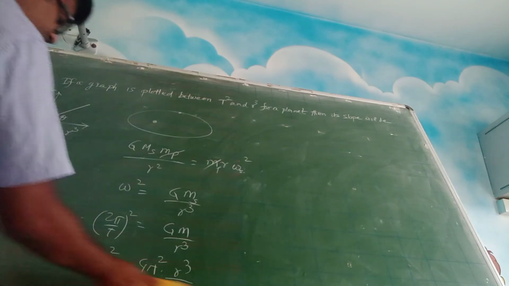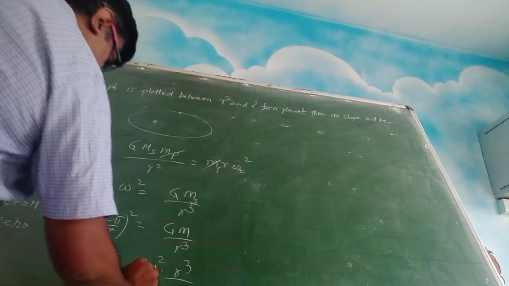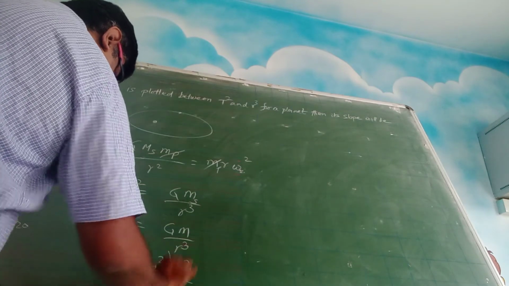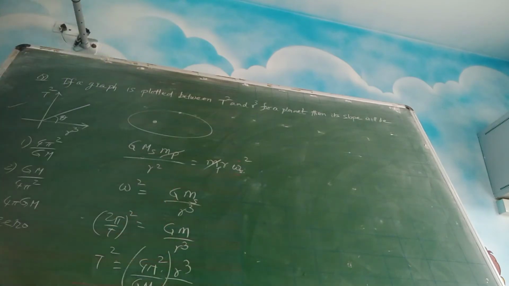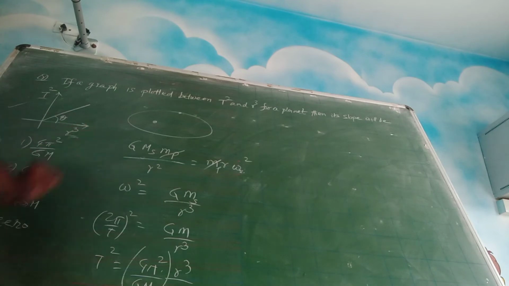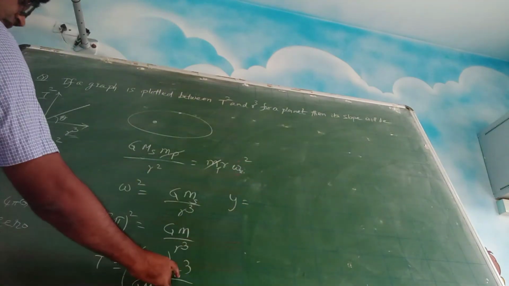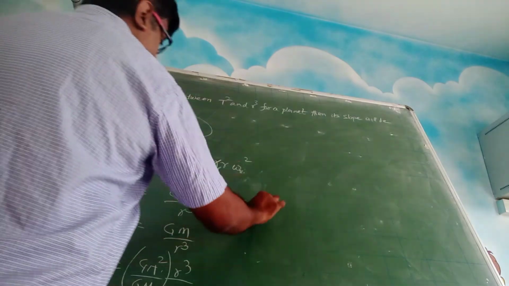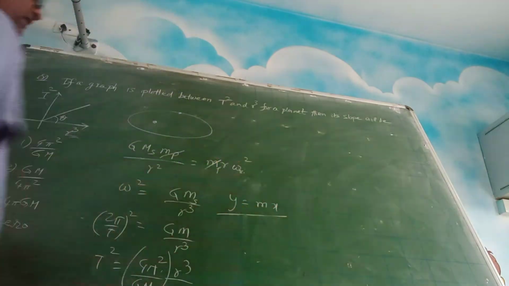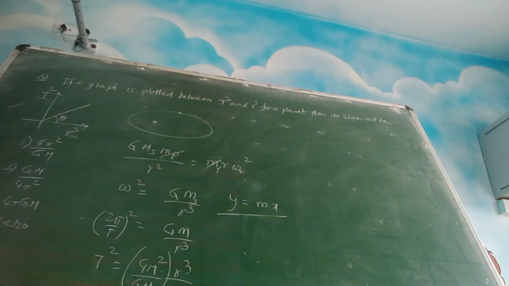I'll write this term here, 4 pi square by GM. You can remember this as a formula also. So here the graph is drawn between these two. That means if you call T square as y and R cube as x, is it not representing y is equal to mx type of equation? Because the line is passing through the origin.